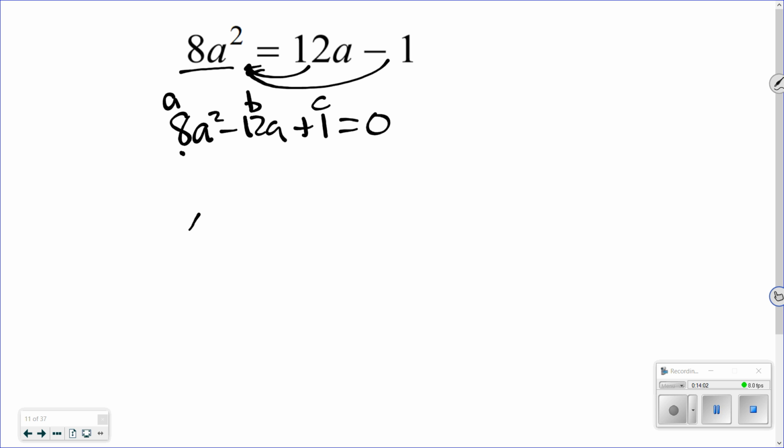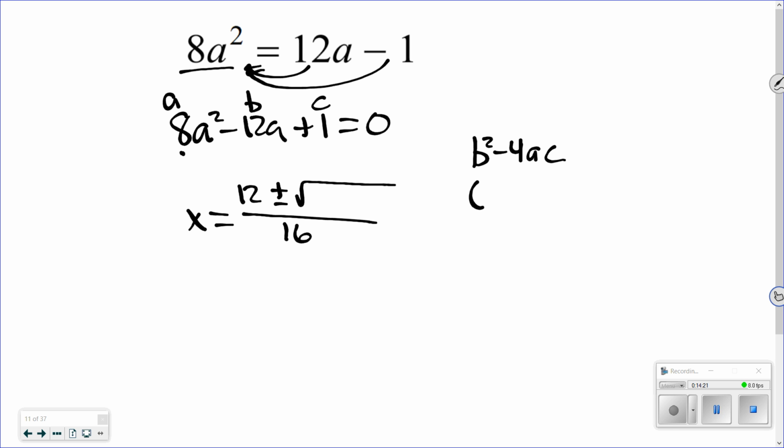So I'm going to go x equals, it's already a negative 12, so it changes to positive 12, plus or minus the square root of something. 2 times 8 would be 16 down there. Let's do the square root there. It's b squared minus 4ac. So that would be negative 12 squared minus 4 times 8 times 1. Negative 12 squared is 144. Minus 4 times 8 is 32, times 1 is 32. Subtract those, and that's what, 112?